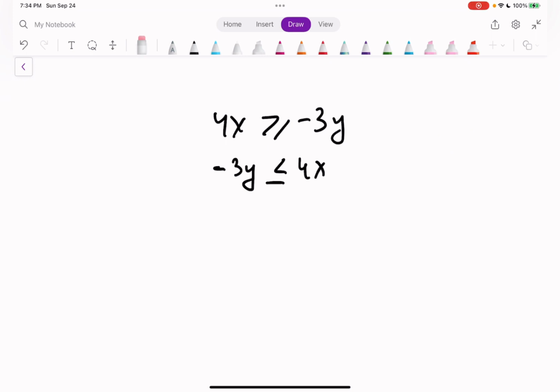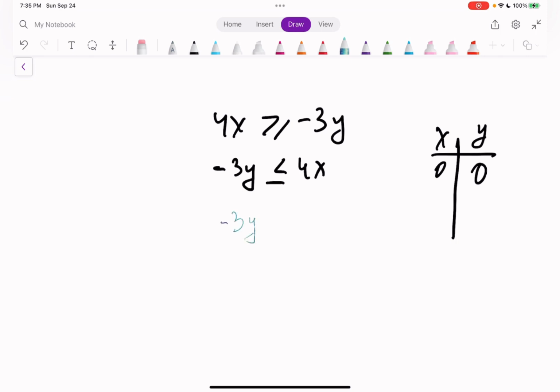So what am I going to do? Get y from here. Or I can take 2 points. That's absolutely all right. Let's do this one by points. When my x is 0, y is going to be 0 also, right? Negative 3y less than or equal to 4 times x. So this is what I will get.